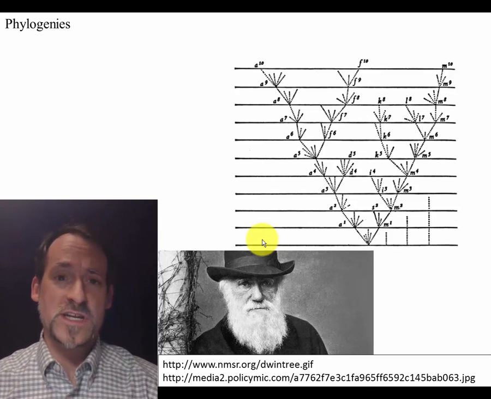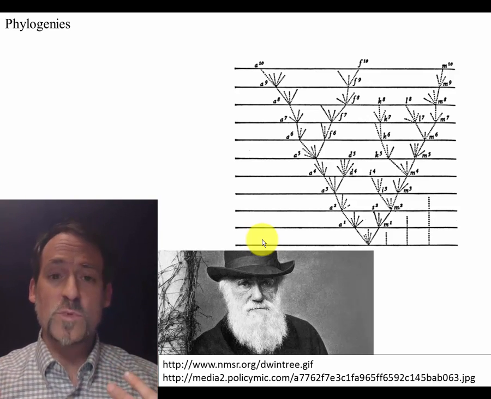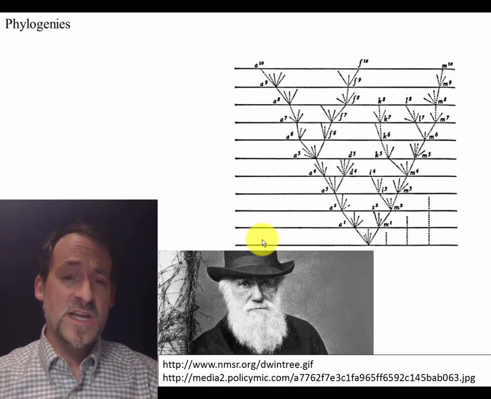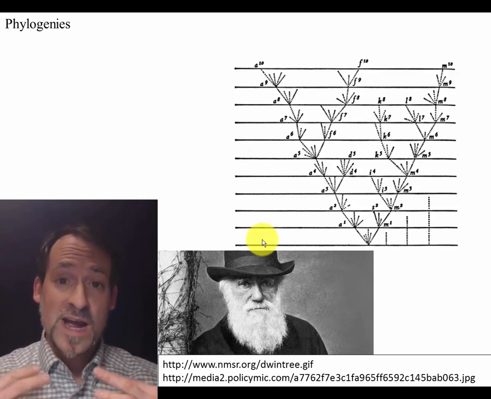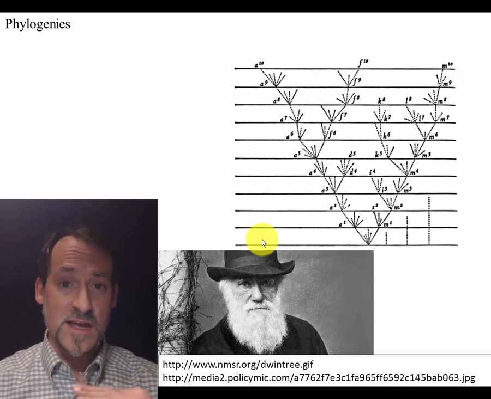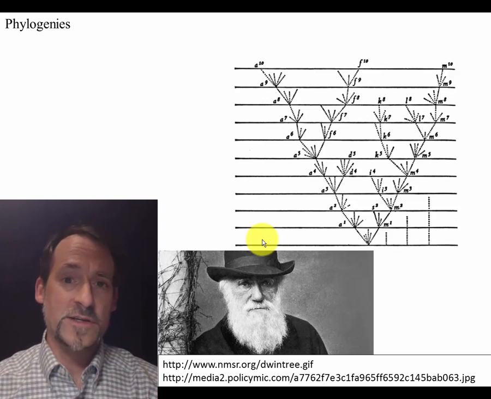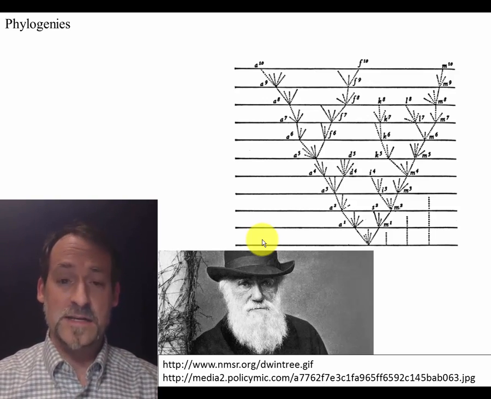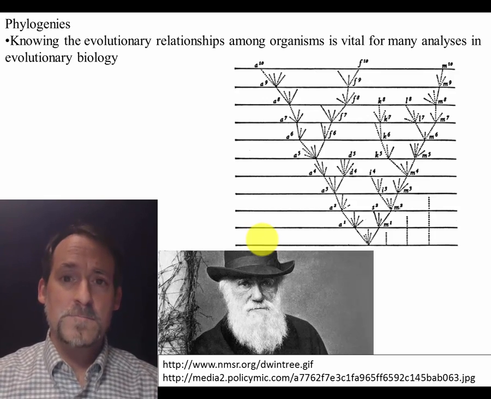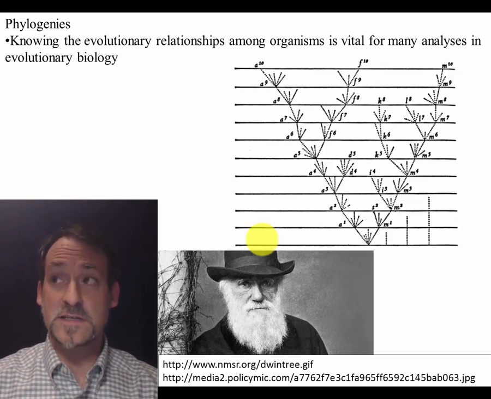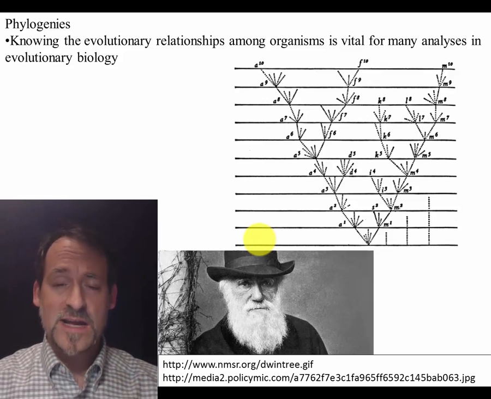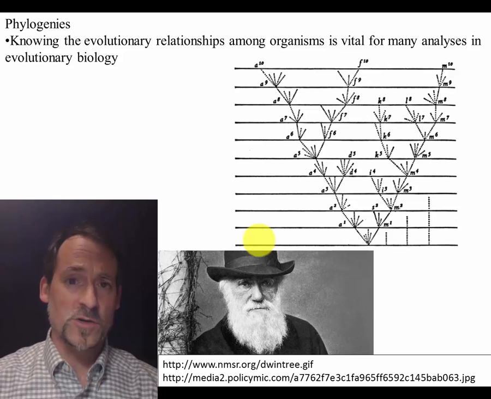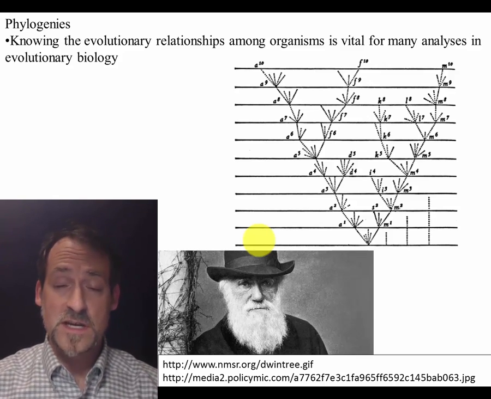Because as we get more genetic data, we're able to know much more about the evolutionary histories of organisms, and we can use that information to do all kinds of remarkable things. But you have to be able to understand these evolutionary tree diagrams in order to make use of that information. Many analyses in biology, again, especially ones that involve genetic or genomic information, rely on phylogenies. You have to know the evolutionary relationships among organisms to make use of this kind of information.